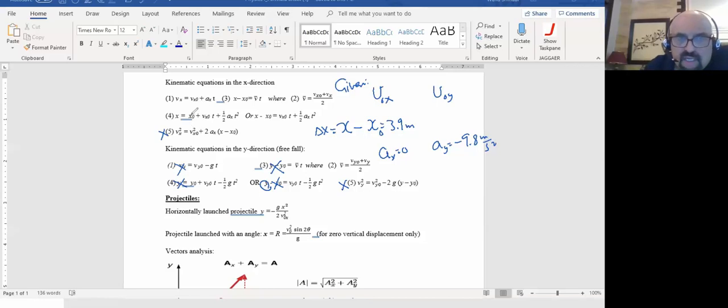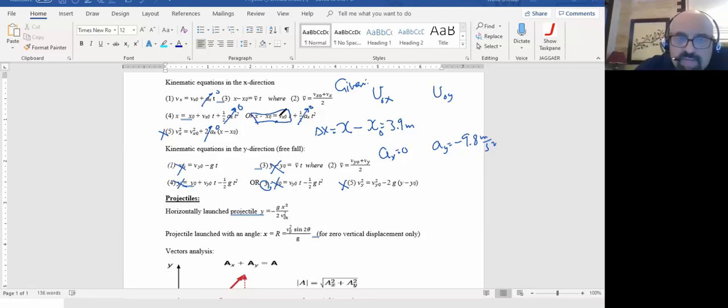Now let's look at the equations in the x direction. Remember, in the x direction, in the case of a projectile, the acceleration is 0. So anything here that has acceleration, we can replace it by 0. Here the acceleration is 0, but of course this one does not help us. Here also the acceleration is 0, but this one does not help us. We need an equation that has time in it. So this equation has time. And we can see here that the change in the position, which is displacement, is equal to the initial velocity times time. So we can use this equation to find the time.